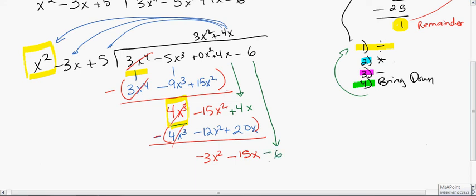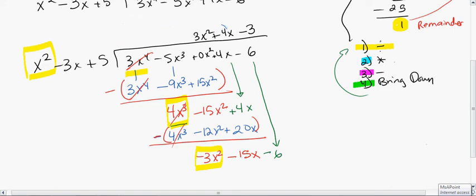Once again, I'm just going to use what's in the box, that x squared, just that first term, and I'm going to divide it into the first term down here at the bottom. So x squared goes into negative 3x squared just negative 3 times. So minus 3. There's the divide. Next is multiply.